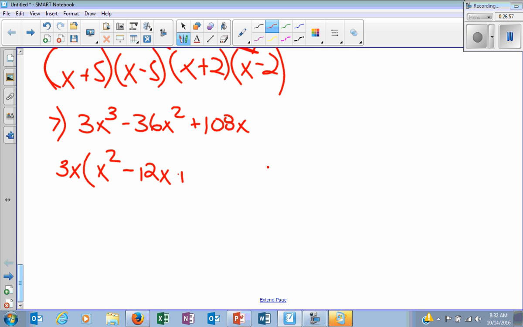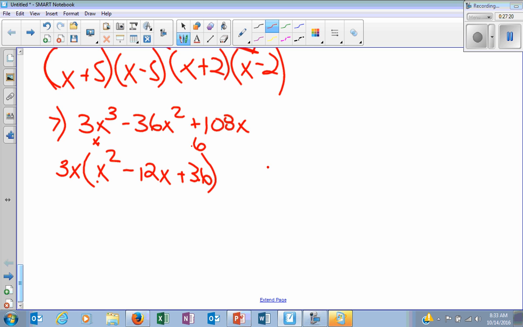12x plus 36. Now, does this have a square root? Yes. Does this have a square root? Uh-oh, I better check for a what? What do I need to check for? I've been doing this 5 or 6 times already. I need to check for a perfect square, ladies and gentlemen.